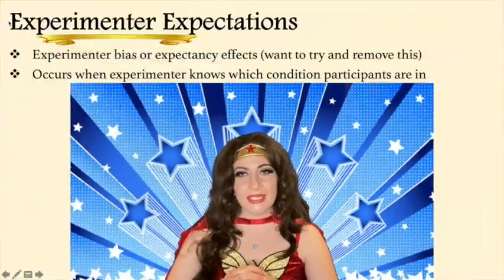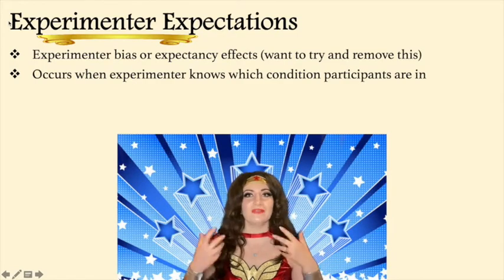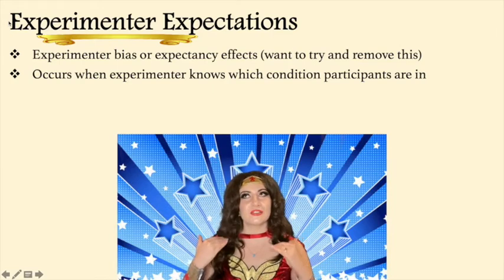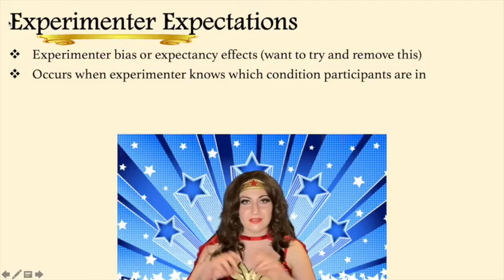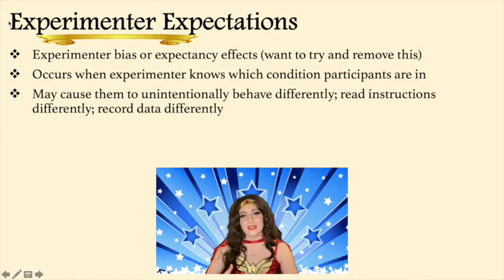So typically, if the experimenter knows which condition participants are in, they may start to behave differently to kind of prime them or basically to help drive their effect, their significance. And so this isn't always intentional, right? This may cause them to unintentionally behave differently. Perhaps they start reading the instructions of the study differently. Perhaps they record the data differently, right?